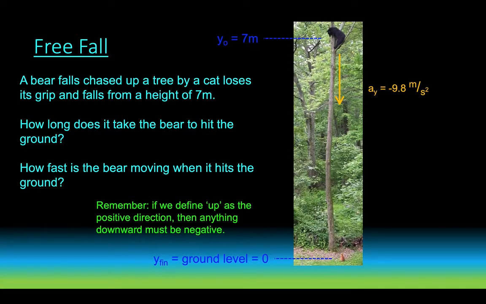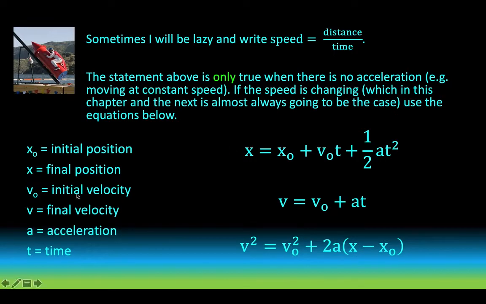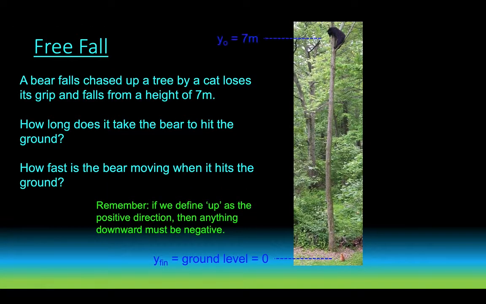Is there anything else we know? One way I could think about that is I could look at these symbols here. I have initial and final position, y0 and y, v0 and v, a and t. Are there any other things we know that we could right away label in this problem? The other thing I could label in this problem is the initial speed of the bear is 0.